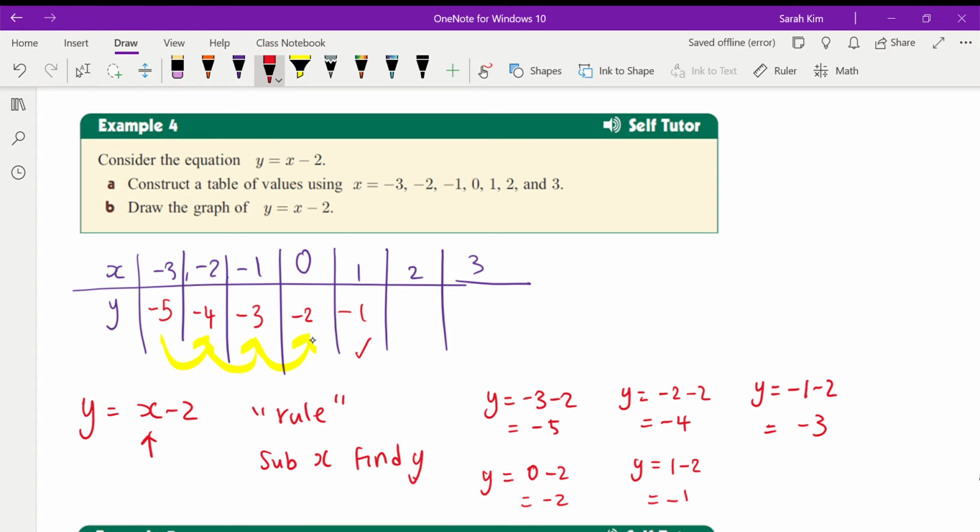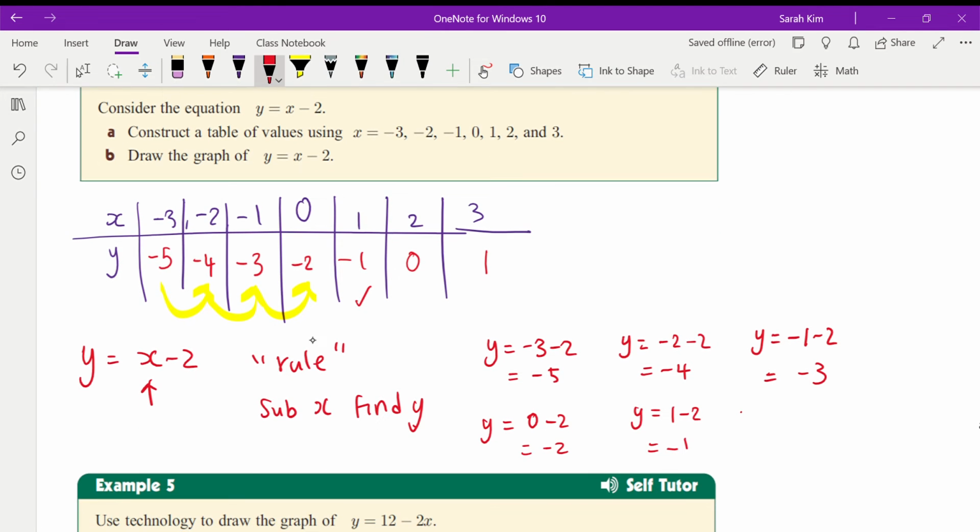Alright, so if I just keep using that rule, it should be 0, 1. Let's just double check that. Y equals 2 take 2 equals 0. Y equals 3 take 2, which is 1. So yeah, these are correct.